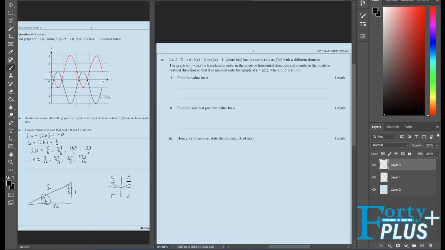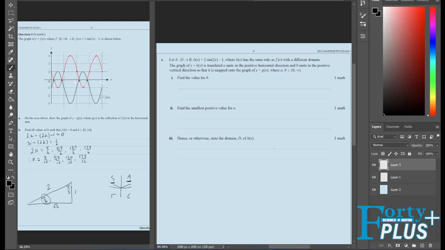Part C. Let h of x equal 2 sine 2x minus 1, where h of x has the same rule as f of x with a different domain. The graph of y equals h of x is translated a units in the positive horizontal direction and b units in the positive vertical direction, so that it is mapped onto the graph of y equals g of x, where a and b are elements of 0 to infinity, not inclusive. Okay, so what is that basically saying?